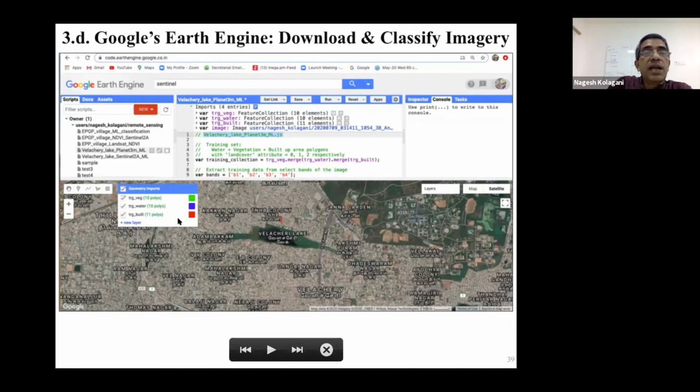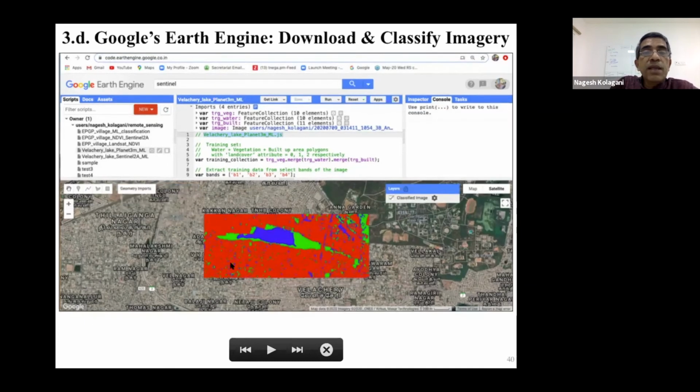vegetation. I drew 10 such polygons for vegetation. Wherever I knew there was water, I drew 10 polygons there. And I said, look, that is water. That's how water looks in a satellite image. Then I went to around 11 roads and buildings. I said, this is how built up area looks. Based on that, the computer visits the whole area and paints it as built up area, vegetation, and water body. And it's a reasonably accurate assessment.